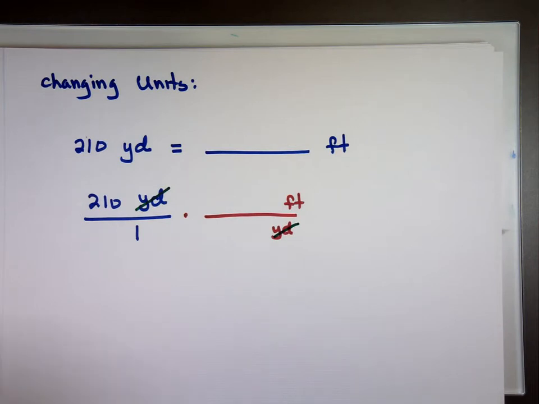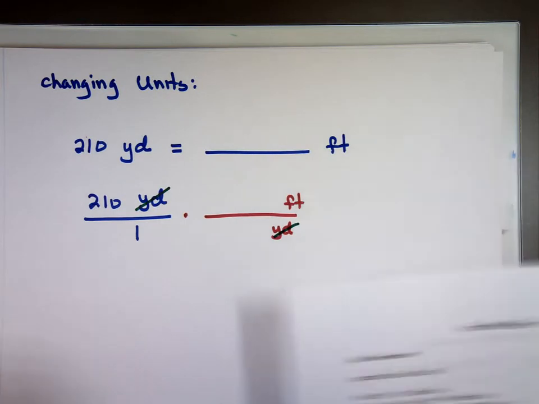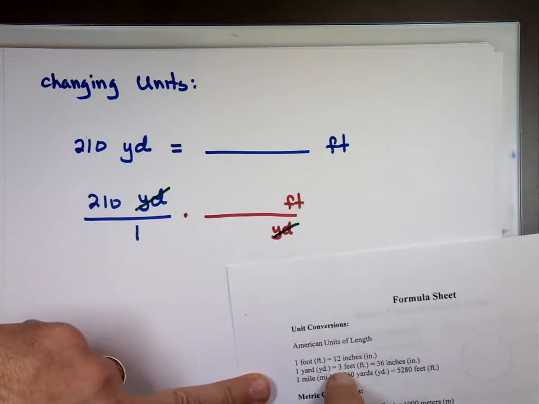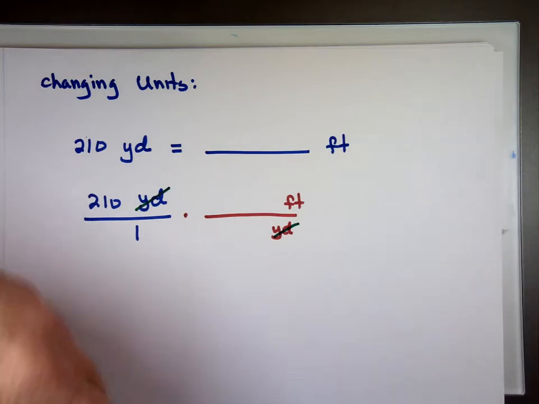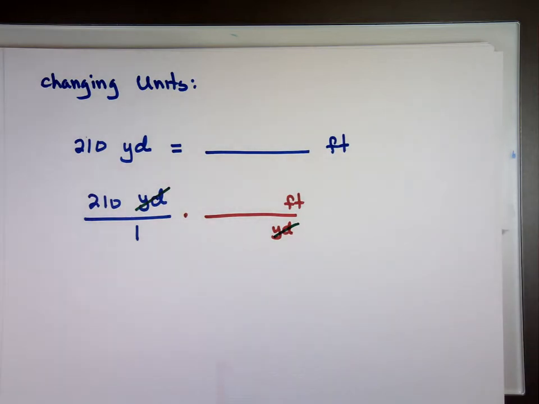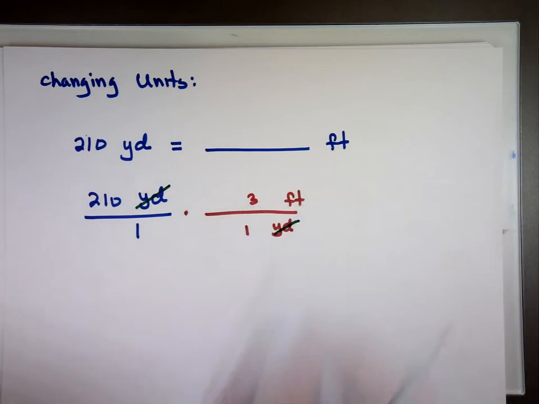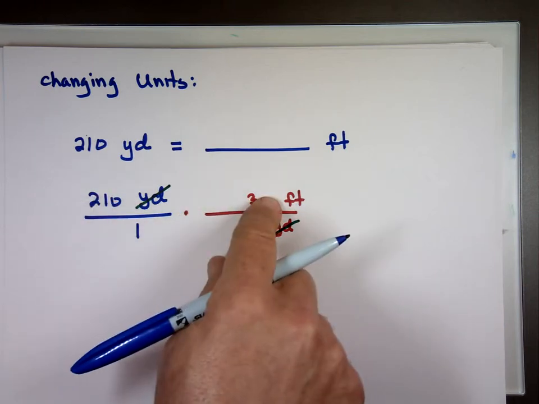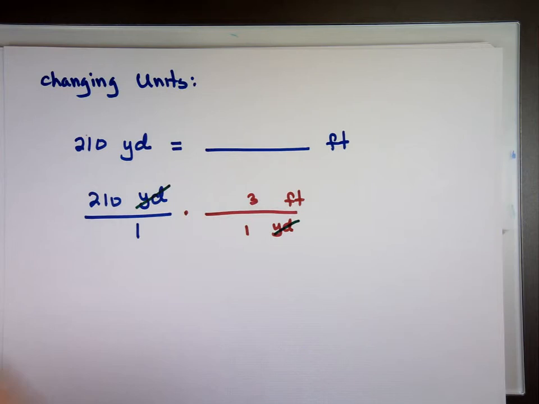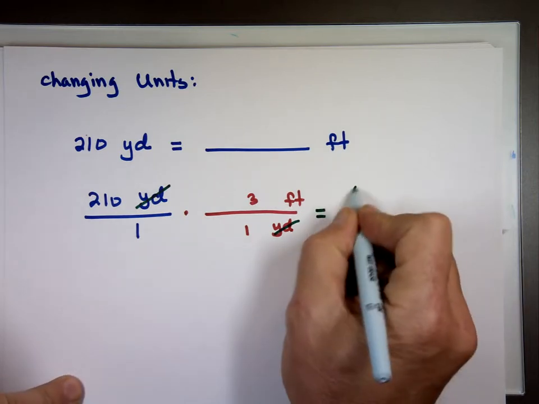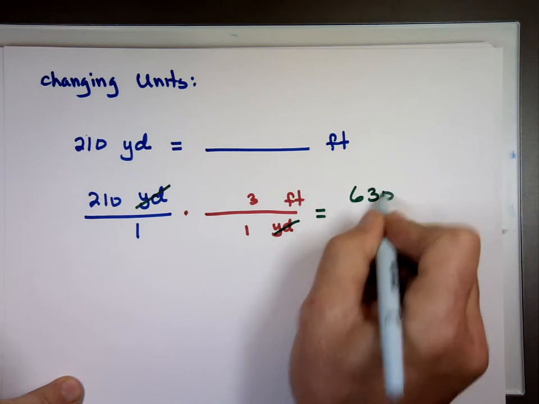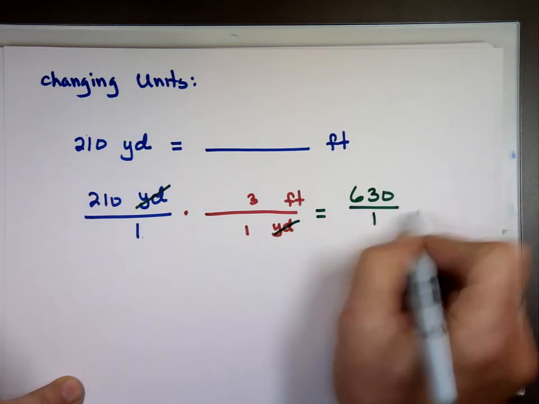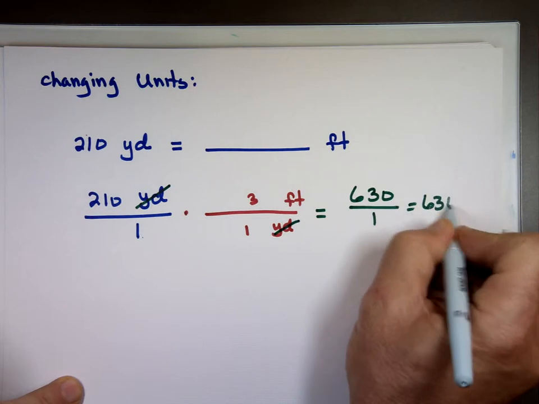So now let's look at that cheat sheet. And it says 1 yard has how many feet? 3. Let's put these numbers. 1 yard has 3 feet. Now you have 2 fractions. How do you multiply them? The top times the top over the bottom times the bottom. So what's 210 times 3? 630 over 1 times 1, which is 1. That's what? 630 feet.